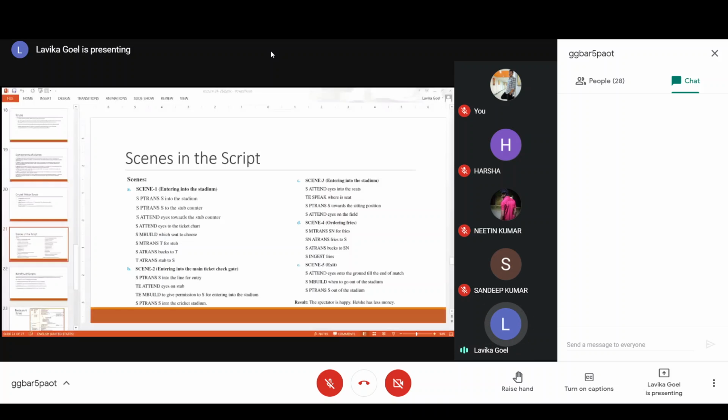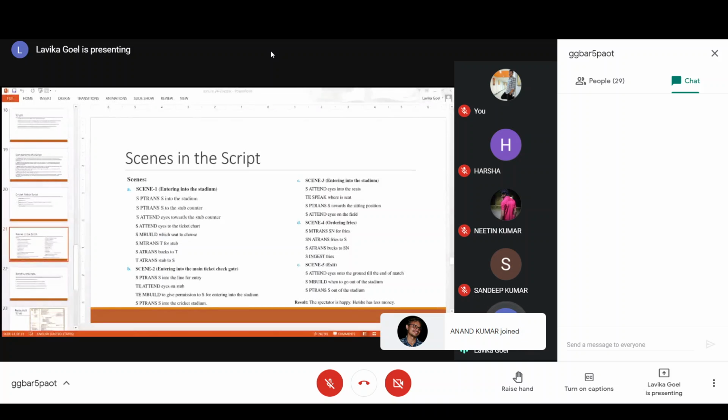So S is the main thing we have written, and then the remaining part of the sentences we have written normally, like S PTRANS S in stadium, but actually you can represent it in a proper conceptual dependency notation. A proper conceptual dependency notation would use the symbols which you have already studied. Using those 14 rules of conceptual dependency, you have to represent this sentence that S is entering into the stadium or S is going into the stadium. So we have written it in a semi-formal way, or you can say a semi-conceptual dependency representation.